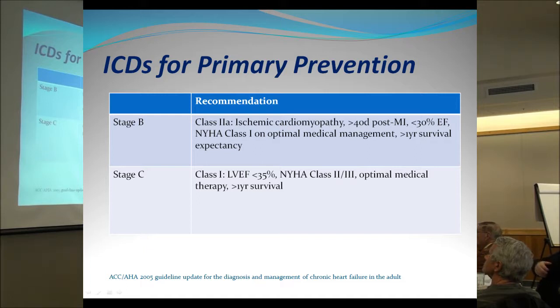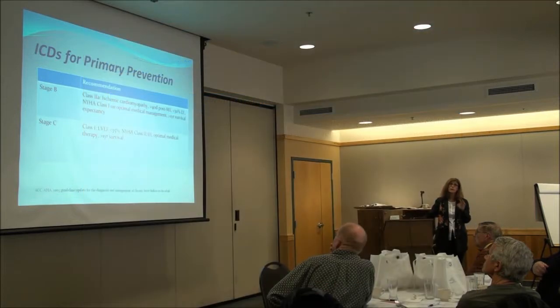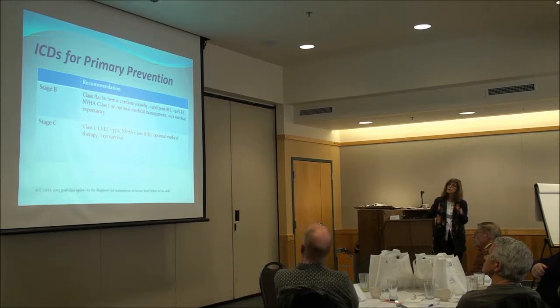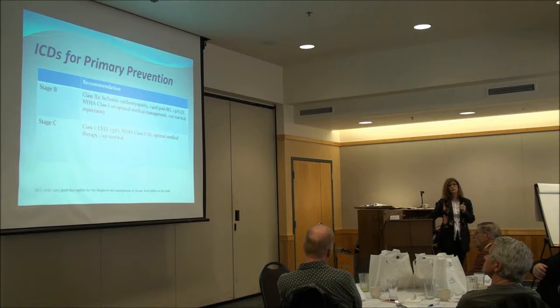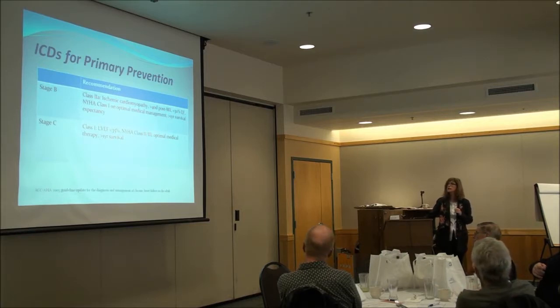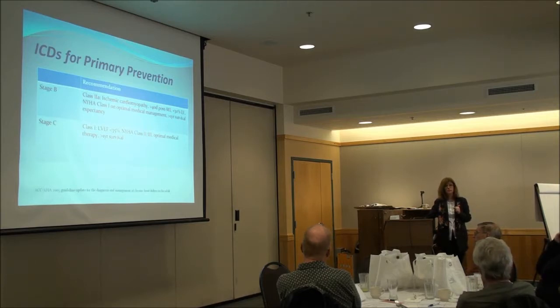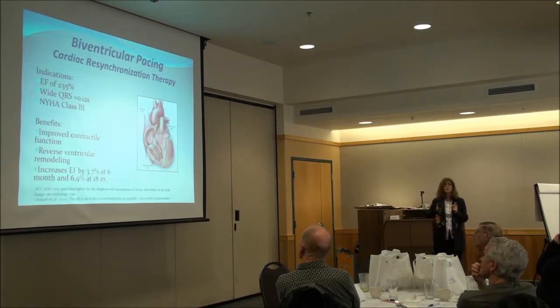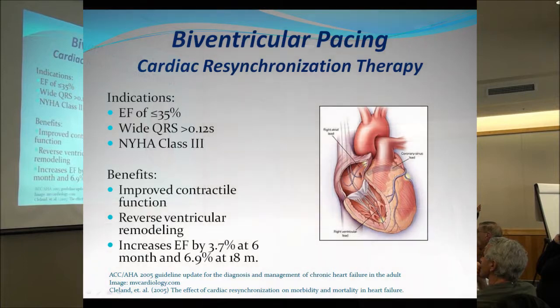It's a class 2A indication in ischemic cardiomyopathy more than 40 days after the acute MI, because one study showed that ICDs immediately after an acute MI show no benefit. So it needs to be 40 days after the acute MI if the ejection fraction continues to be reduced, and in this case they chose 30%. But even if they are asymptomatic, we still can offer an ICD to prevent death from ventricular arrhythmias.